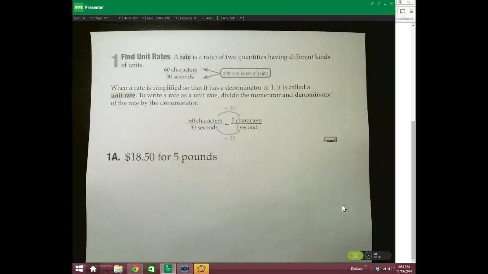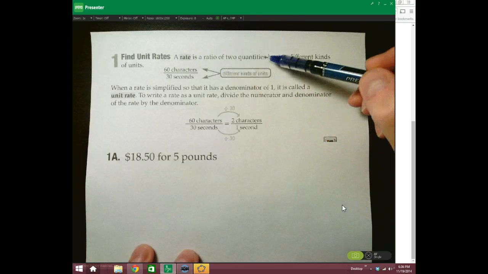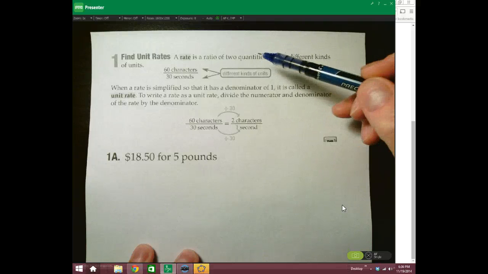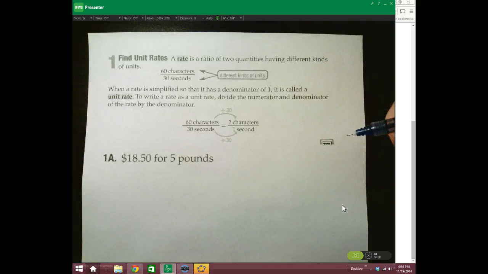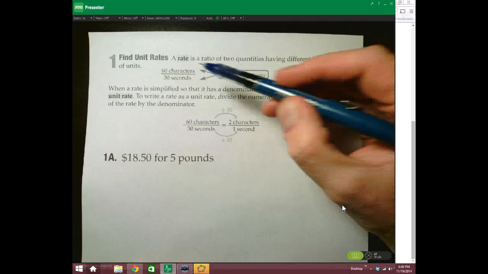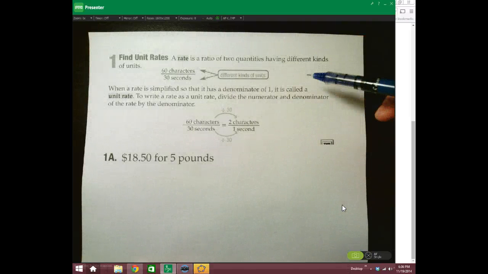Okay, so here we are for section 6.2, unit rates. We talked about in class today what a rate is. It's a ratio of two quantities, and it has different kinds of units. So yesterday a ratio was a comparison between like units for us. Now a rate is a comparison between different types of units.